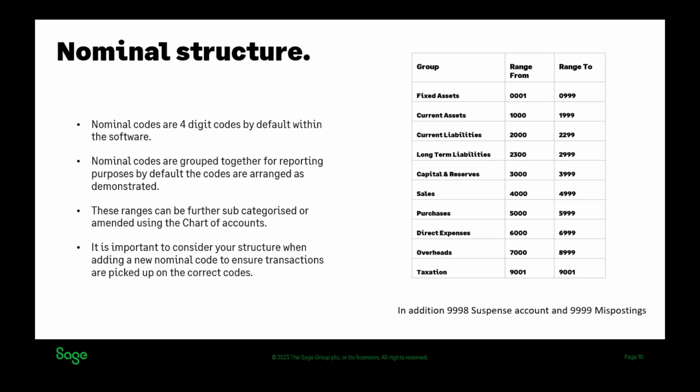By default, your Sage software comes with a standard nominal structure, and as you can see on the table on the right hand side, it shows you roughly where those ranges will fall from and to. If you're looking at your data set, you'll probably see yours are very similar to that, unless you've customized yours somewhat. Now, the nominal codes are normally 4-digit codes by default within the software.